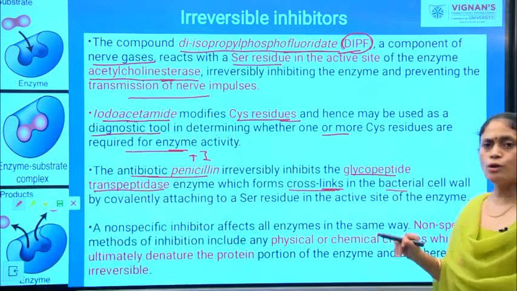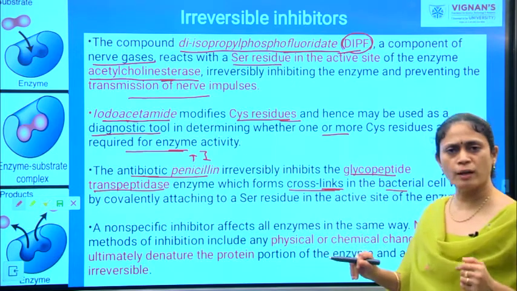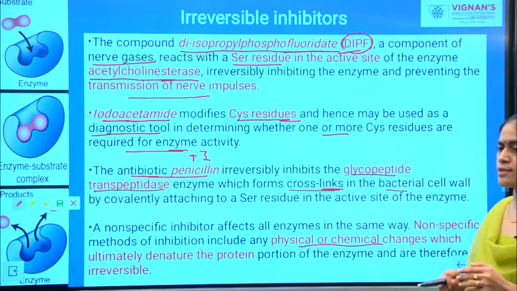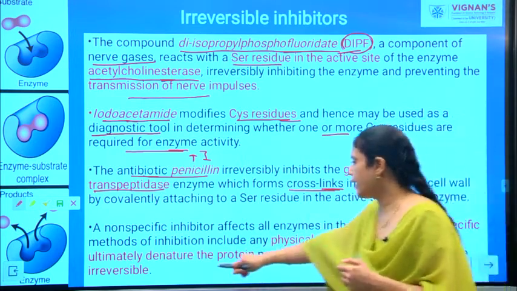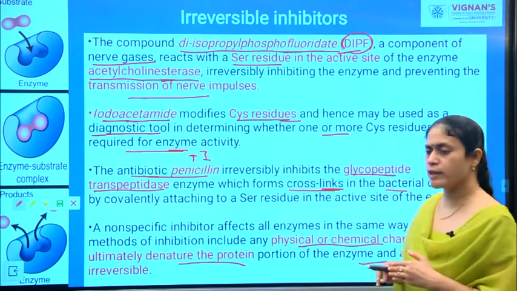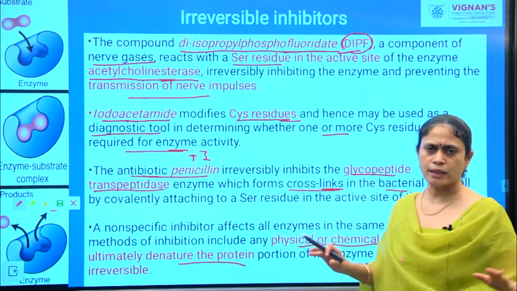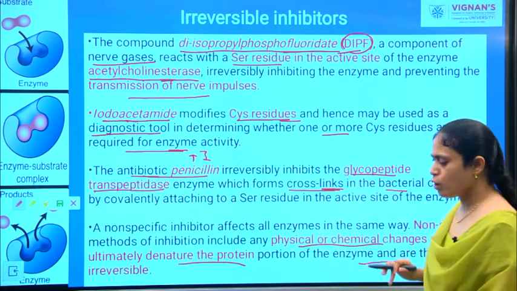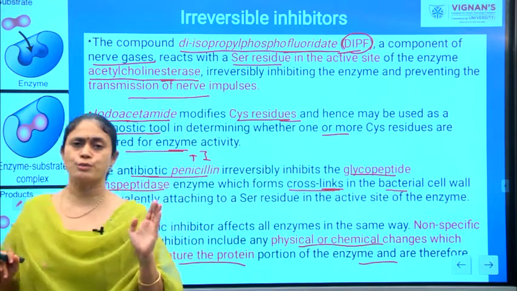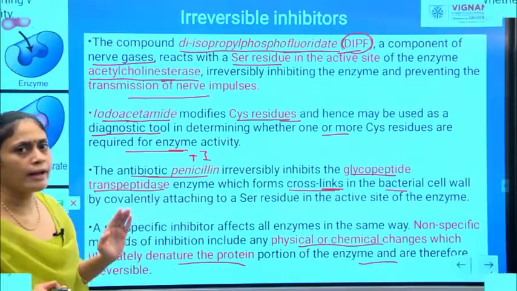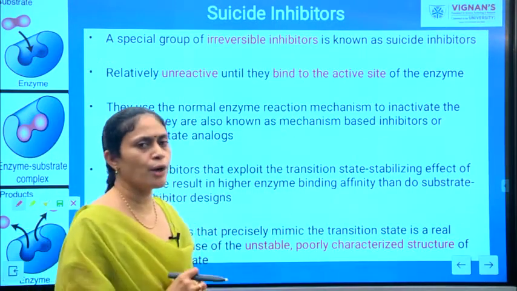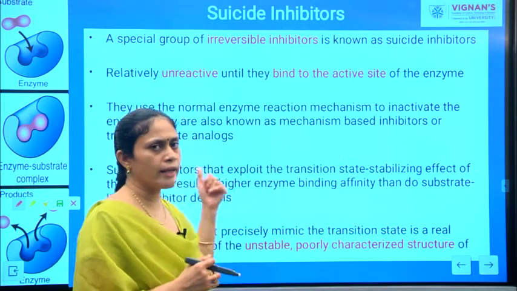So, what is a non-specific method of inhibition? This is nothing but physical or chemical changes which ultimately denature the protein portion of your enzyme, and therefore it is hampered or inactivated irreversibly. Because of these non-specific methods, your protein is going to get totally inactive. Under the heading irreversible inhibitors, we are going to study these suicide inhibitors.